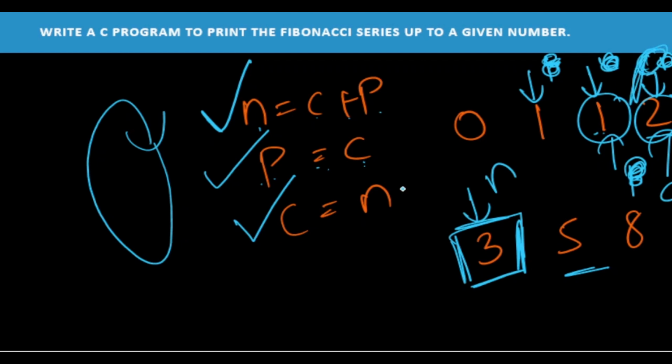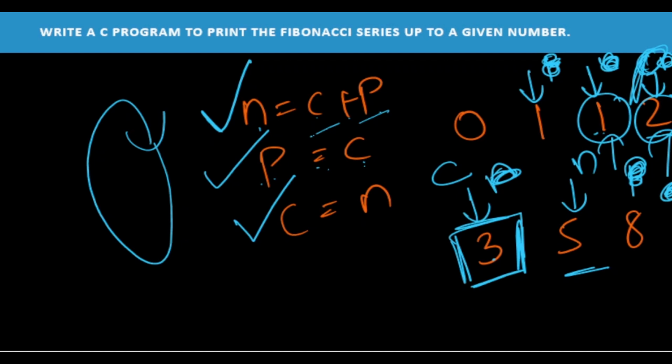Next, current is equal to next. So I need to erase current and replace it with next. Now what is next? Next is equal to C plus P. What is C? 3. P is 2. 3 plus 2, 5. I got the next value. This is the thing: a while loop. Instead of writing the code once again, we are simply using a loop.